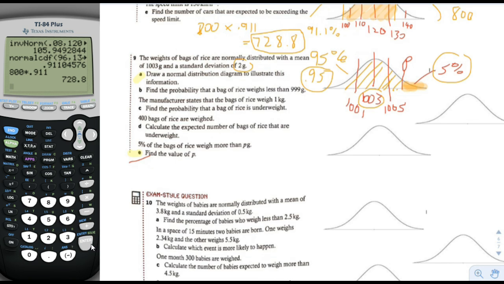So we're going to put in the area 0.95 into the calculator along with 1003 and 2. And of course we're going to use the inverse normal function. So we're going to put in the area 0.95. We did a problem with 0.95 before. 1003. Standard deviation of 2. And paste. And we get 1006. Okay? So P is equal to 1006. Okay? And that's answering part E.